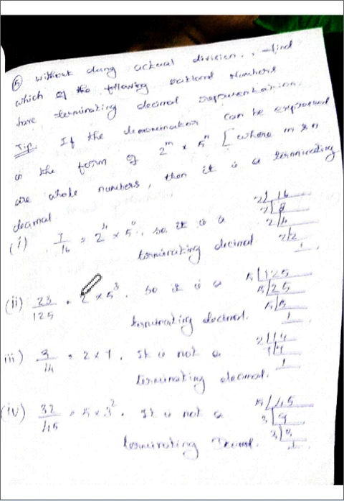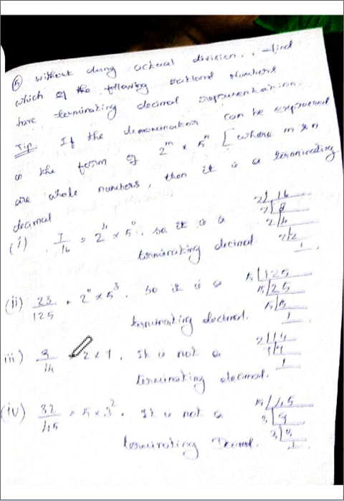The first one is 7 by 16. For 16, we could do the division and find it out, but the factor is only 2. So 2 to the power 4 and 5 to the power 0. We can write it because we do not have 5 as a factor. So we write 5 to the power 0, which gives the value 1. So 2 power 4 into 1. So it is a terminating decimal.